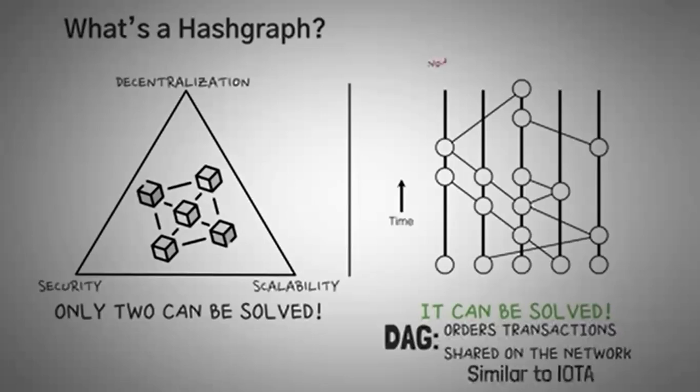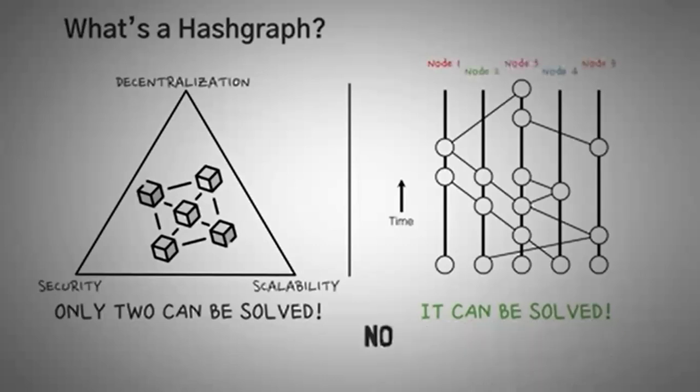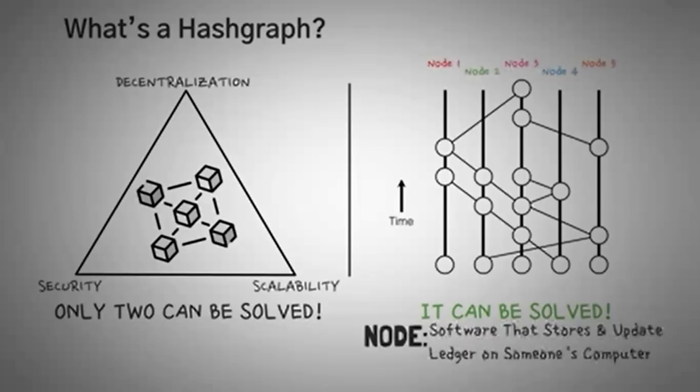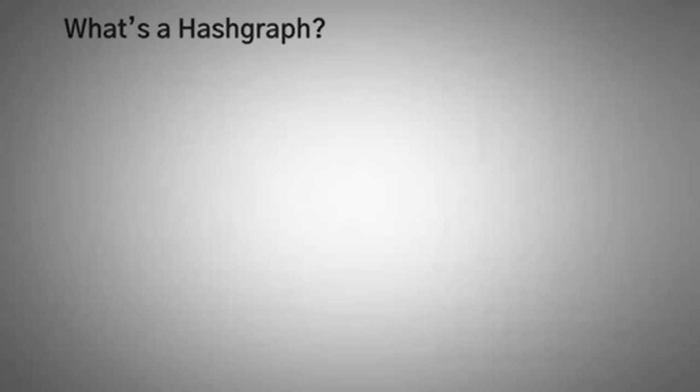Also similar to a proof-of-stake blockchain, Hashgraph technology utilizes nodes, where anyone can host a node that will help maintain the network. Now, you might be wondering, what the heck's a node? Well, a node is usually some software that stores and updates the transactions and the ledger on someone's computer. So theoretically, even you could be a node.